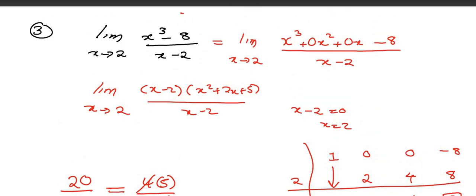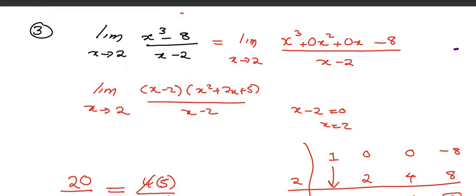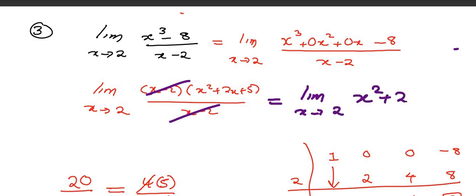The whole idea here was for us to be able to cancel the part which is making both the numerator and the denominator 0, which is this part. That's the reason why we had to factorize the numerator by the denominator, so that what we are going to get now is the limit as x approaches 2 of x squared plus 2x plus 4. I mean, sorry, this is 4.